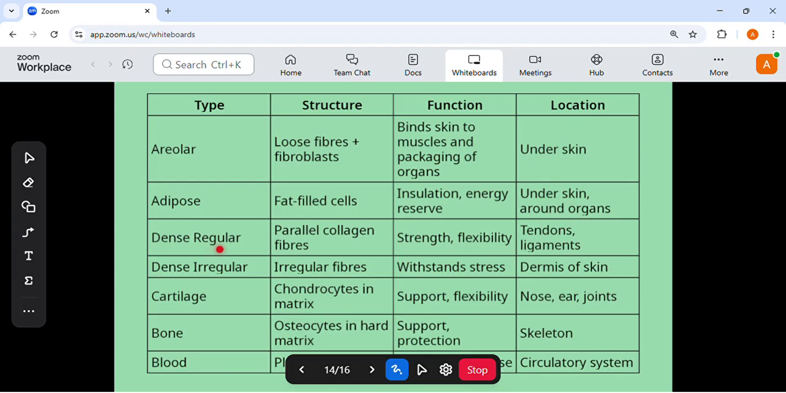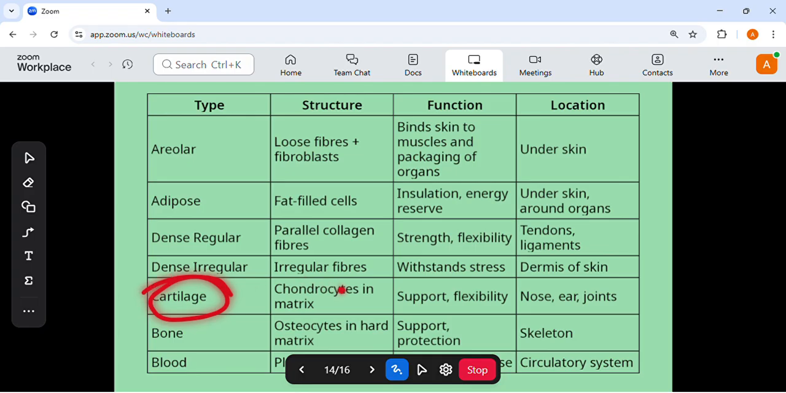Dense regular connective tissue includes tendons and ligaments. Collagen fibers are arranged parallelly to provide strength and flexibility. Examples are tendons and ligaments. Tendons, muscle to bone; ligament, bone to bone. Dense irregular connective tissue: collagen fibers are irregularly arranged. The function is to withstand stress. Present again below the skin in the dermis layer.